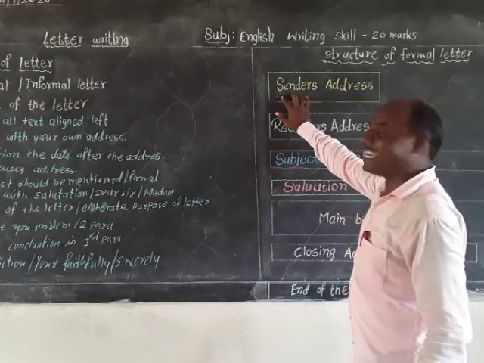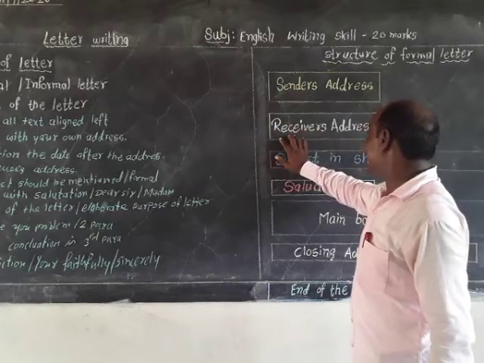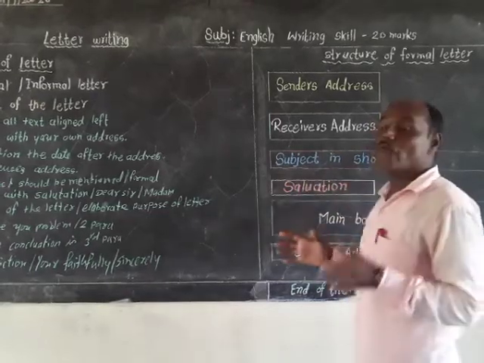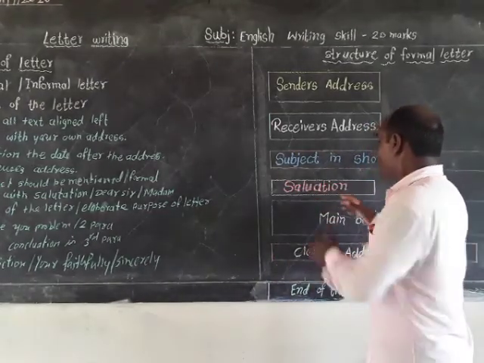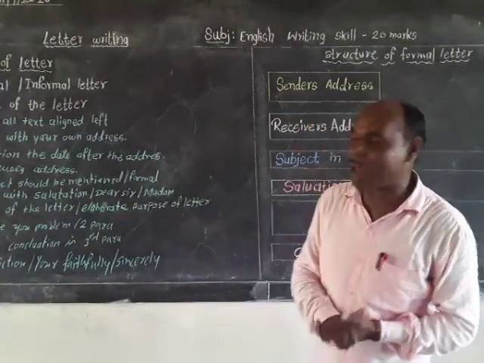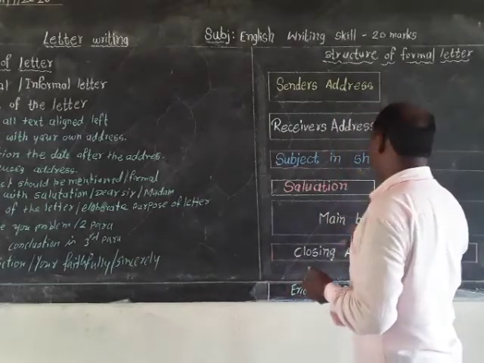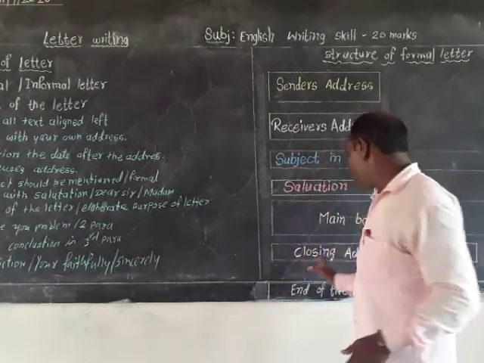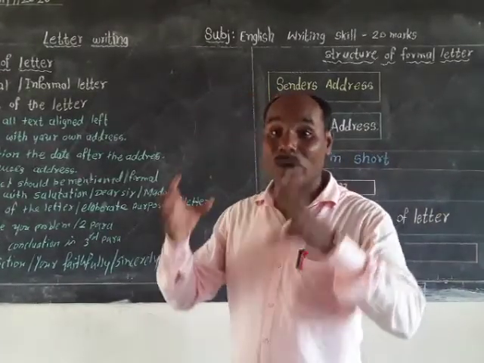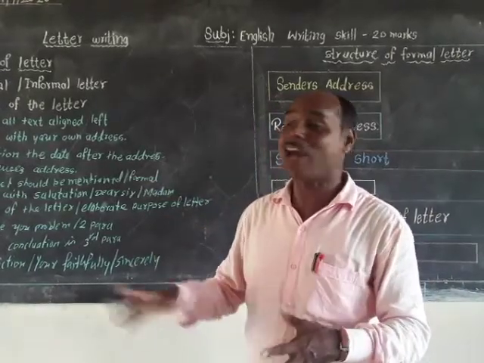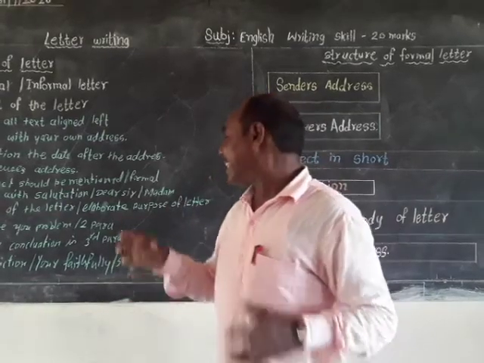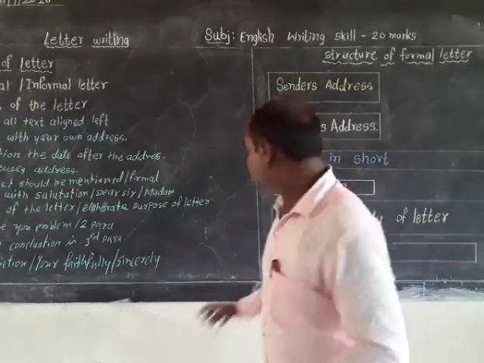So first sender's address will be there, then receiver's address, after that subject in very short, then salutation will be there: dear sir, respected sir, or dear madam, respected madam. Then main body of the letter, then closing address. You are not going to write the address, you have to address the closing: your expression, what you feel, what you think, or your third paragraph. In the third paragraph, a small conclusion, it is called small conclusion.